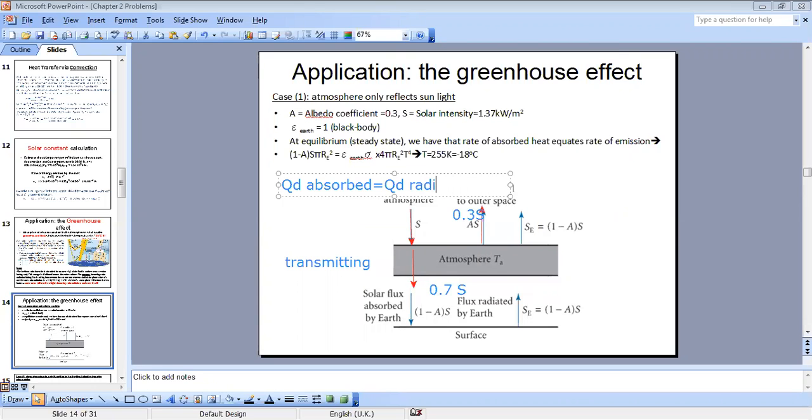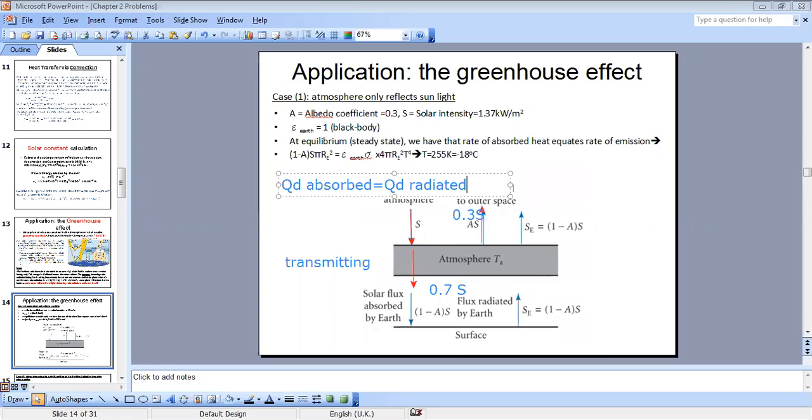A question: if the atmosphere is only transmitting the energy, then its temperature will stay the same? Yes, the atmospheric temperature will stay the same, exactly. It's like it's not here, it's not playing any role, like just an empty space. Otherwise, if it were absorbed and then radiated, it would affect the temperature.